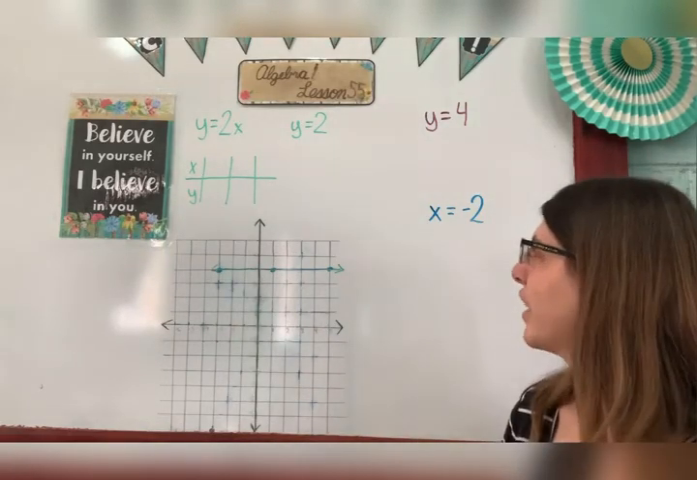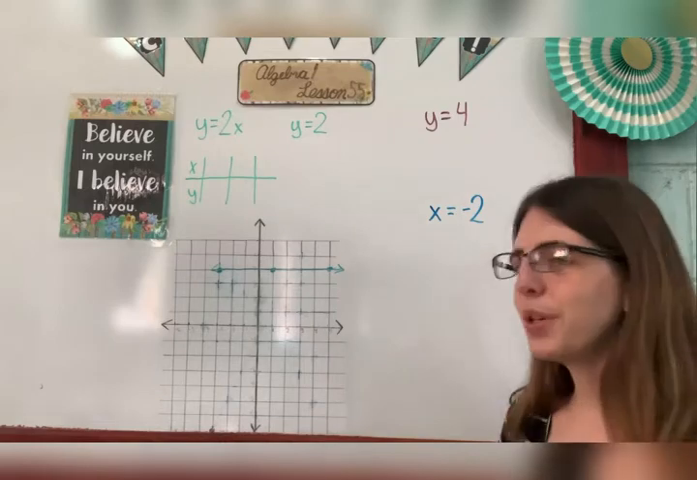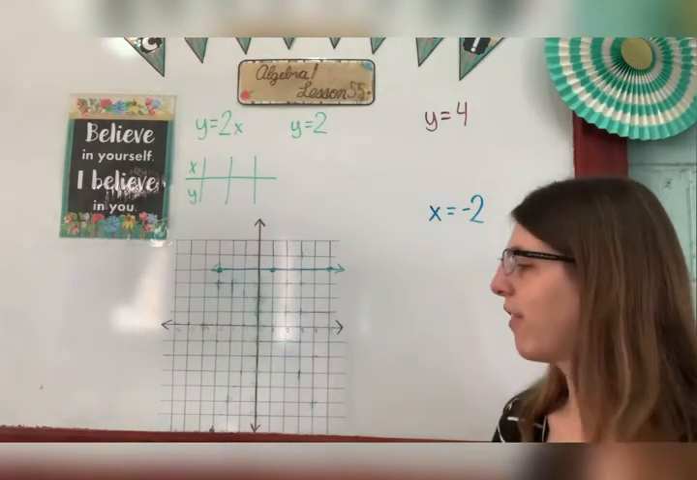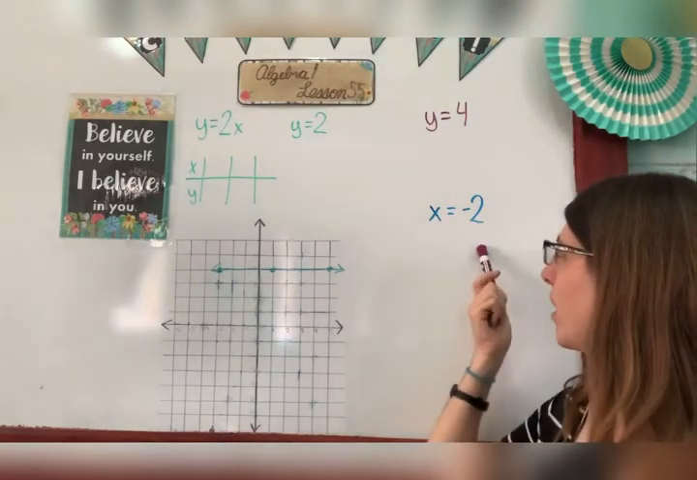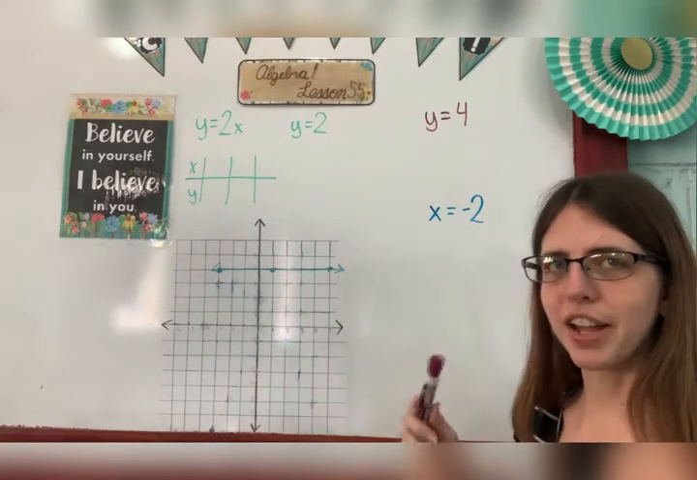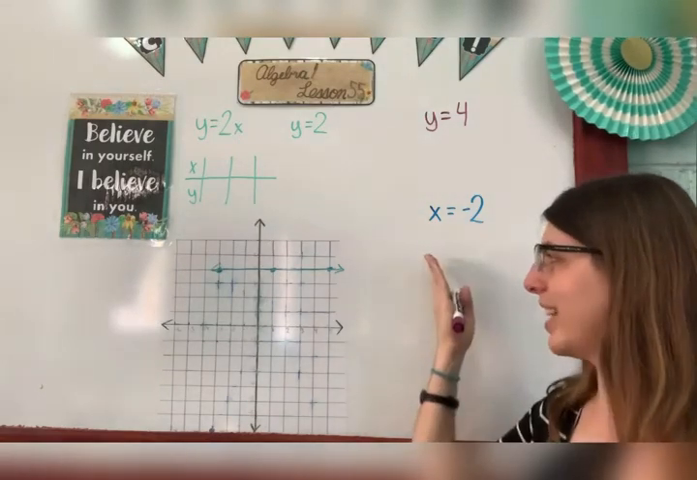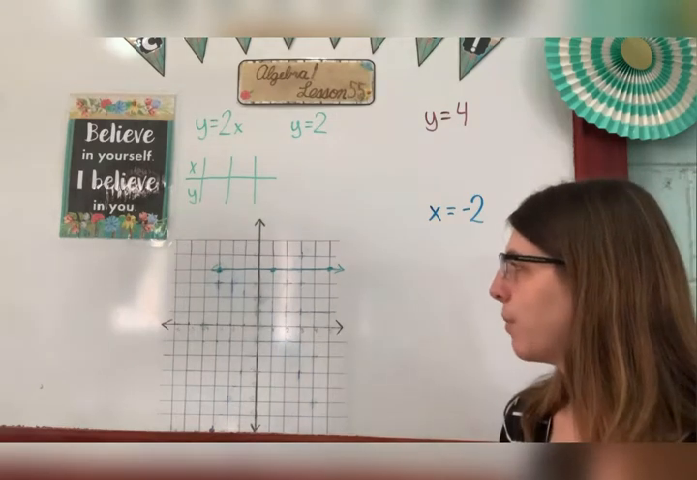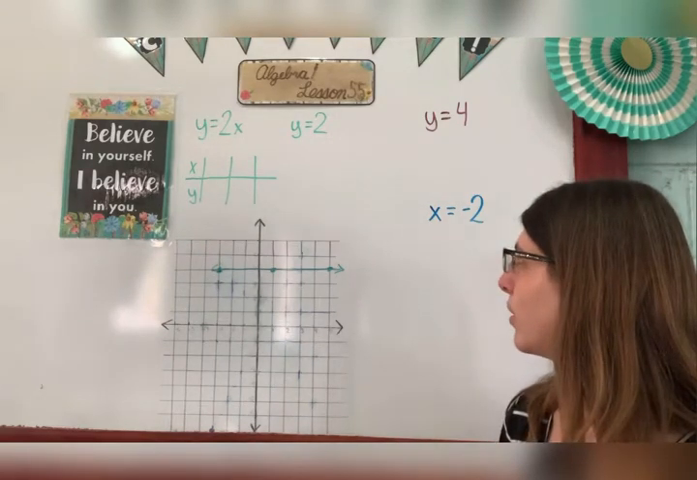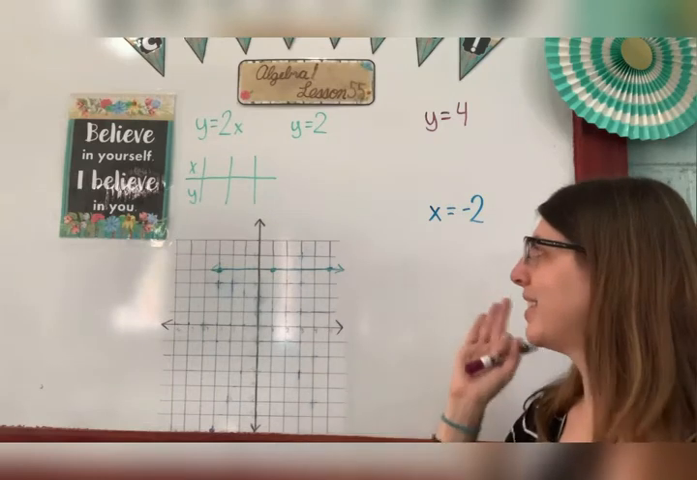Well, now let's take a look at this one. We're going to look at it on the same graph. X equals negative 2. Well, this means that whatever y is, x is negative 2.